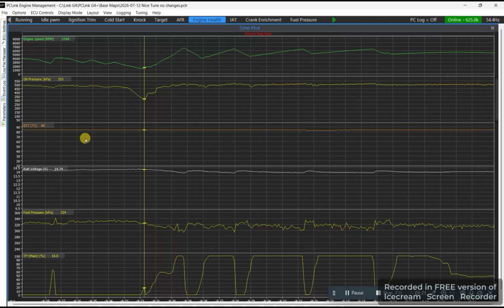Here, engine temperature was about 84. That's healthy and strong. Battery voltage, pretty much 14 volts all the way. Fuel pressure was looking great. And again, the throttle's on the bottom. So really, logging is about interpreting the information.